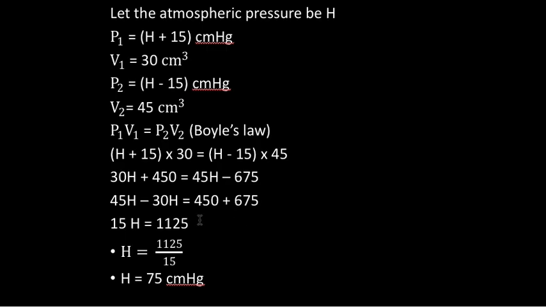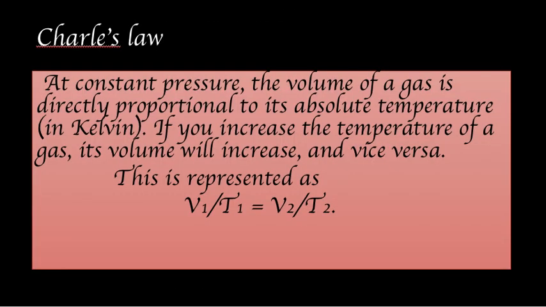So 450 plus 675 will give us 1,125, and then 45 minus 30, that will give us 15H. By dividing through by 15, our answer is 75 centimeter of mercury. So that is the solution to that. Definitely, the atmospheric pressure on that day was 75 centimeter of mercury.